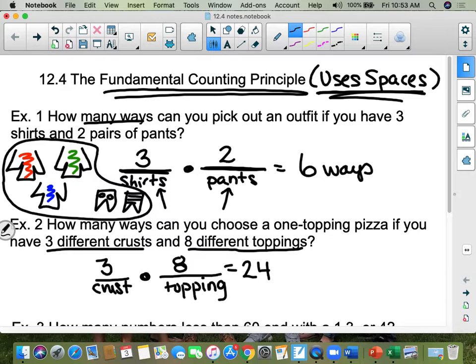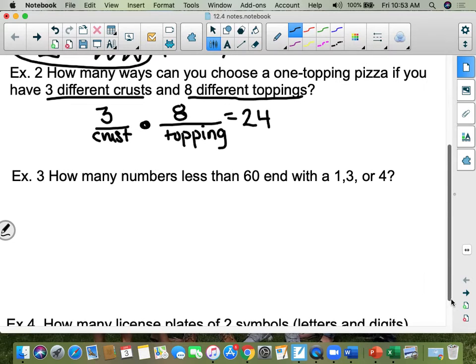Okay, let's keep going. I need to see these spaces down to show me if you know what you're doing. Now it becomes very difficult. So here we go. How many numbers less than 60 end with the numbers 1, 3, or 4?